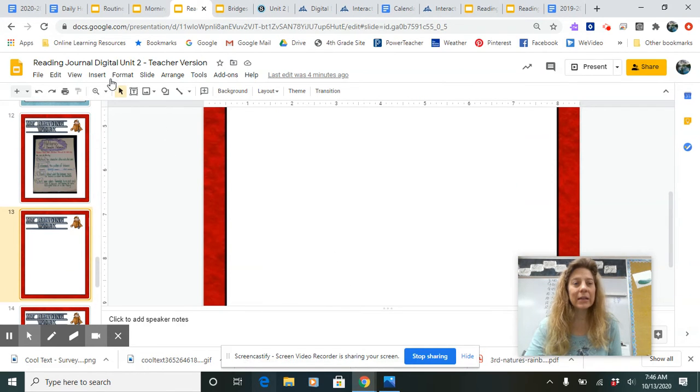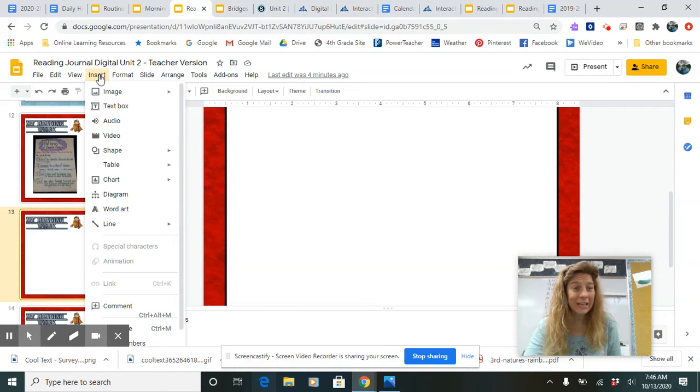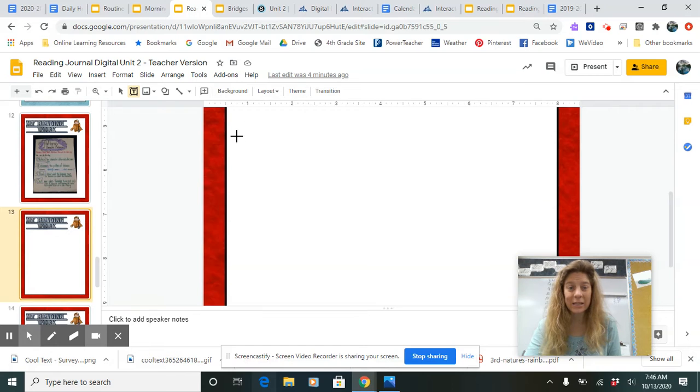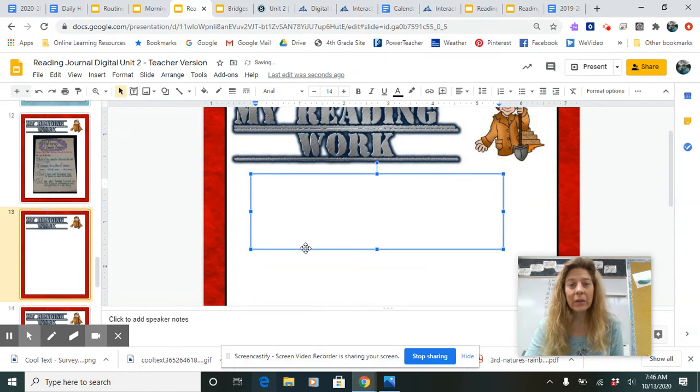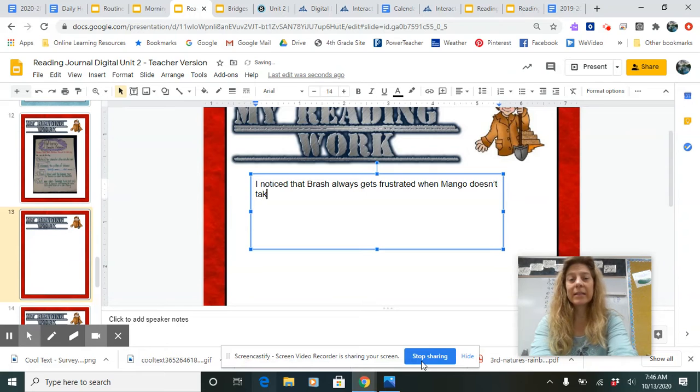I do that on an iPad. You would hit the plus button and insert text box here. I'm going to hit the insert button and text box. And I'm going to write, I noticed that Brash always gets frustrated when Mango doesn't take the case seriously.